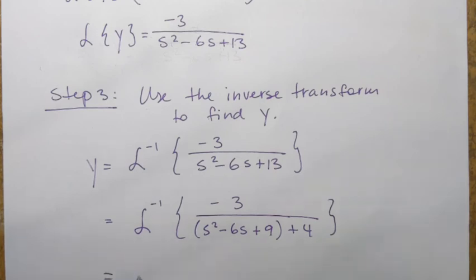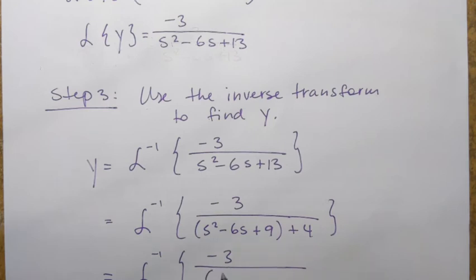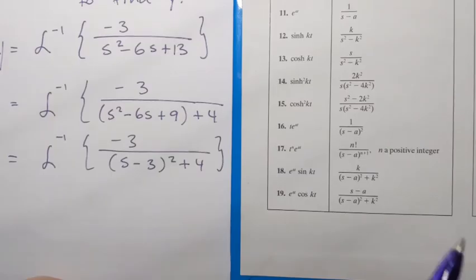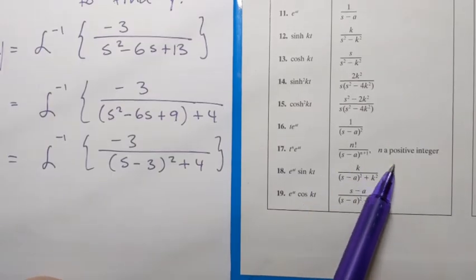Okay, so now I can rewrite it in the form s minus 3 squared plus 4. And now this is starting to resemble one of the expressions from the table. Let me show which one. Okay, so it's down here in my table.